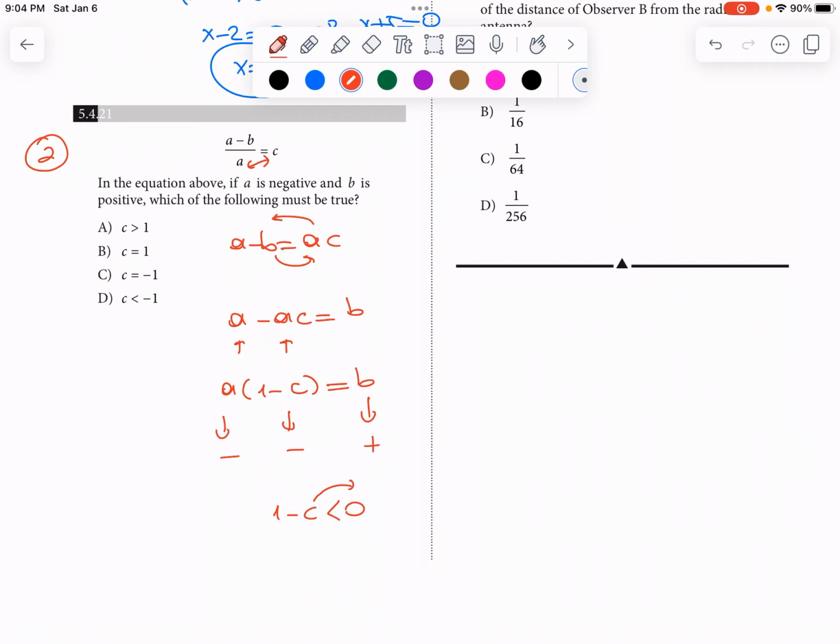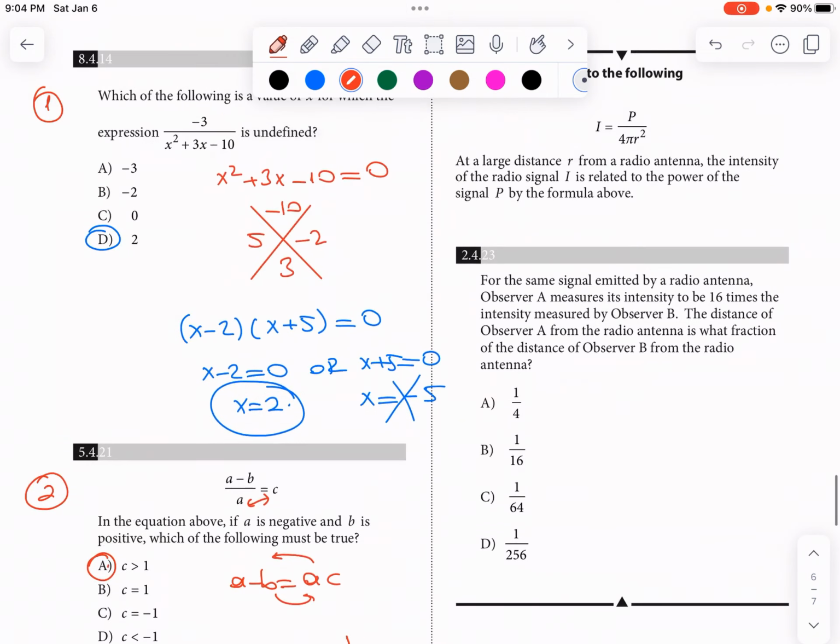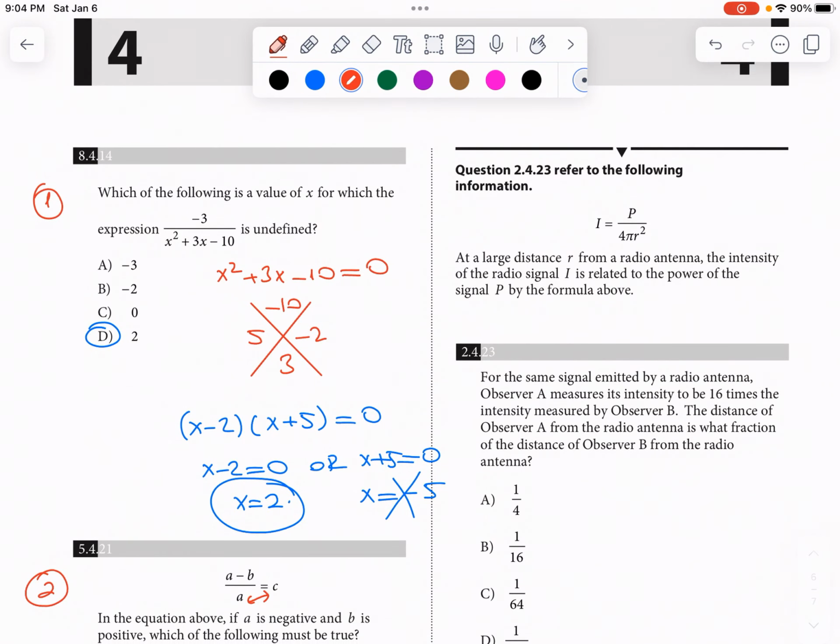So negative c on the other side becomes positive c. C is greater than 1. So this is going to be our answer. This must be true. C must be greater than 1, which is answer choice A. Next question, question 3.